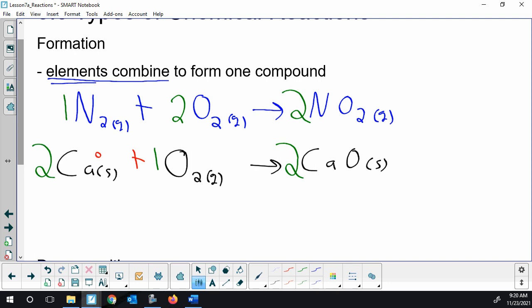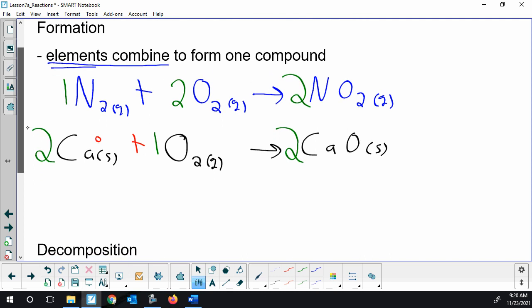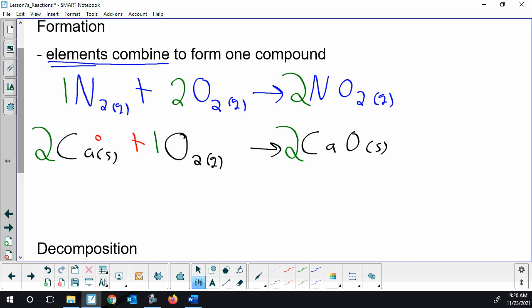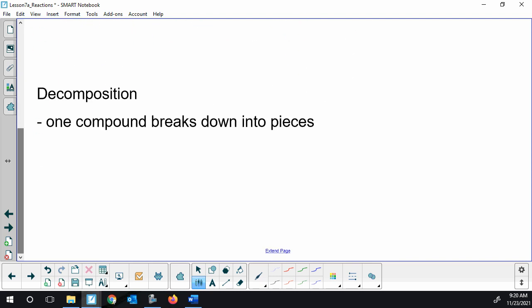Elements become compounds, either ionic or molecular. The second reaction type really fits with this. It's just the opposite: decomposition. So you could form something, or you could start with a compound and break it down into its elemental pieces. So decomposition, 1 compound, so that's at the beginning.